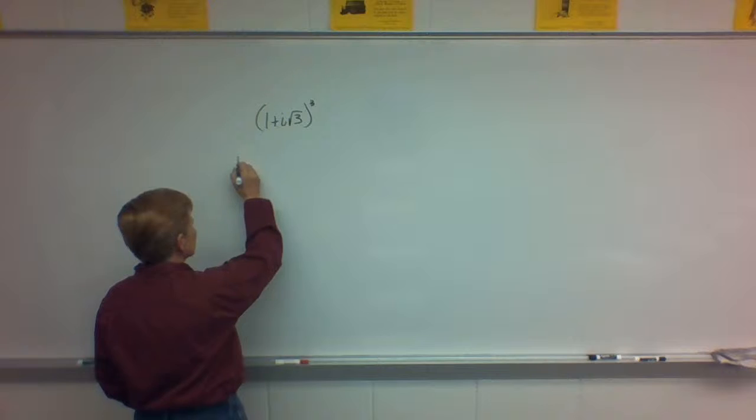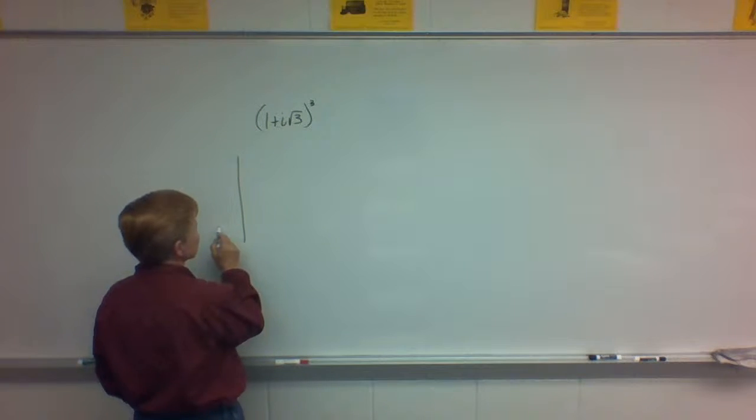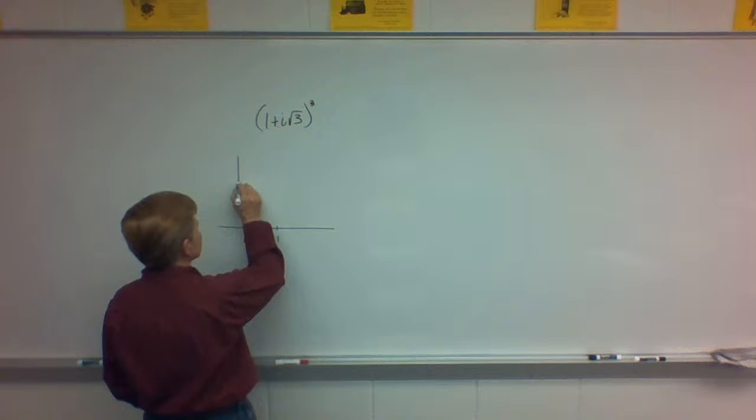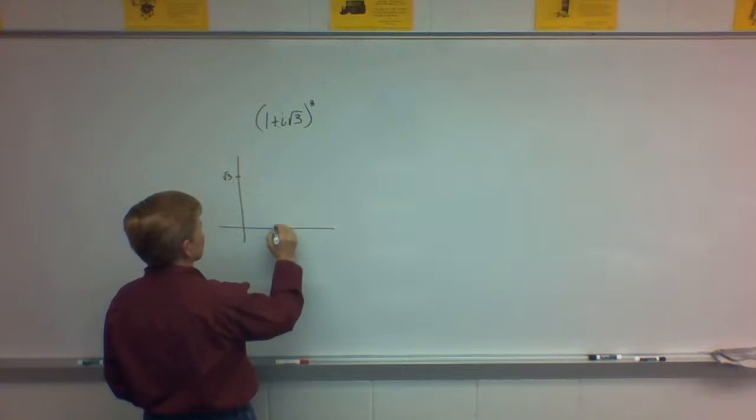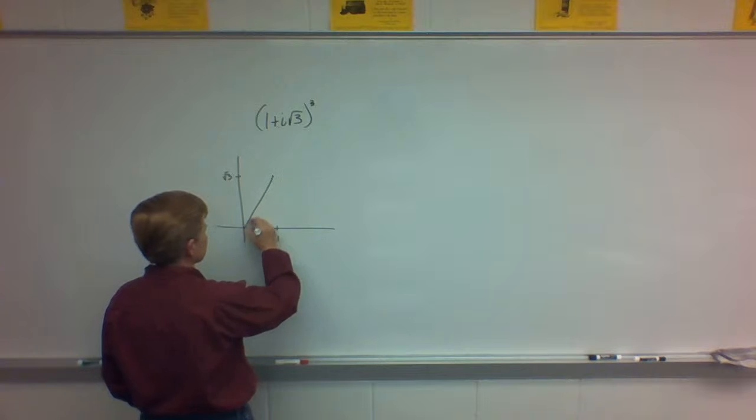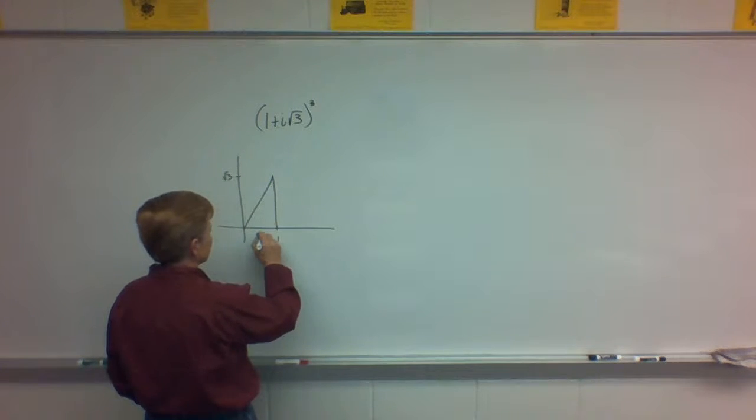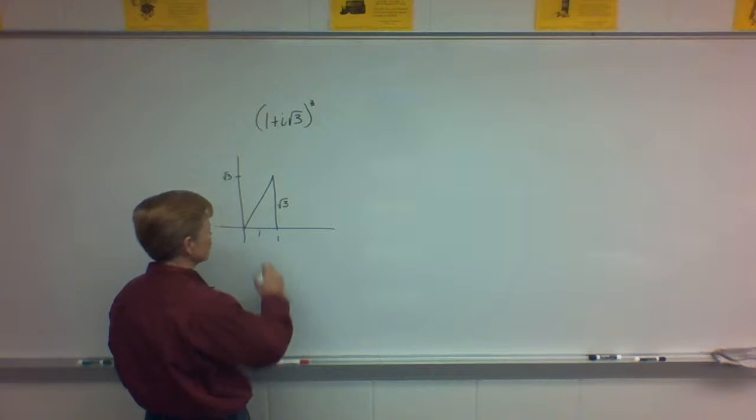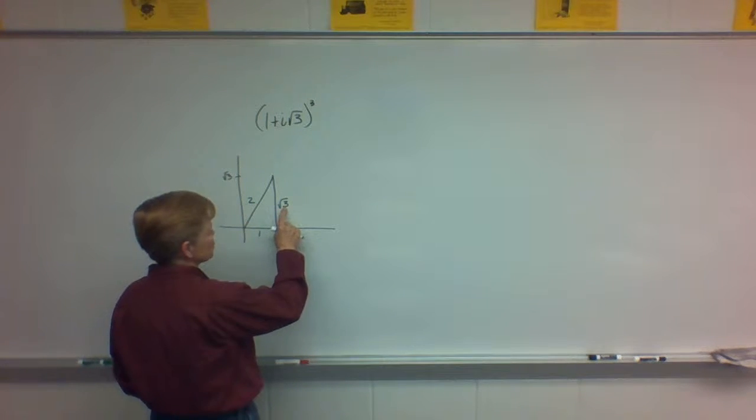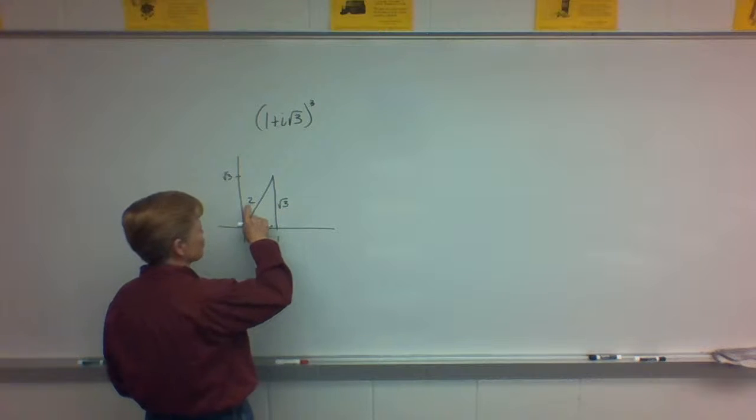Okay, wait. Let's draw a picture if that's what you need. They're both positive, so it's in the first quadrant. We're going to go out 1 and up root 3. Put a point. Connect it. Draw a triangle. 1, root 3. What's that going to be? 2. Because it is 1 squared, which is 1, plus root 3 squared, which is 3, and 1 plus 3 is 4, whose square root is 2.